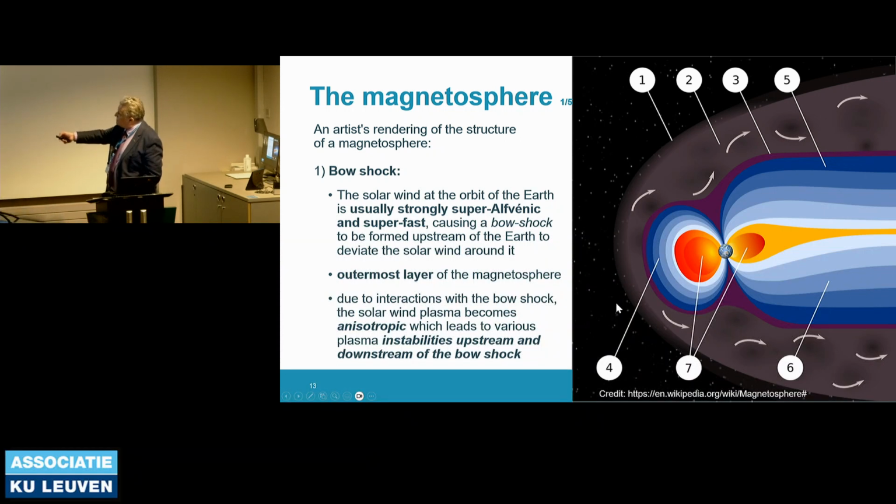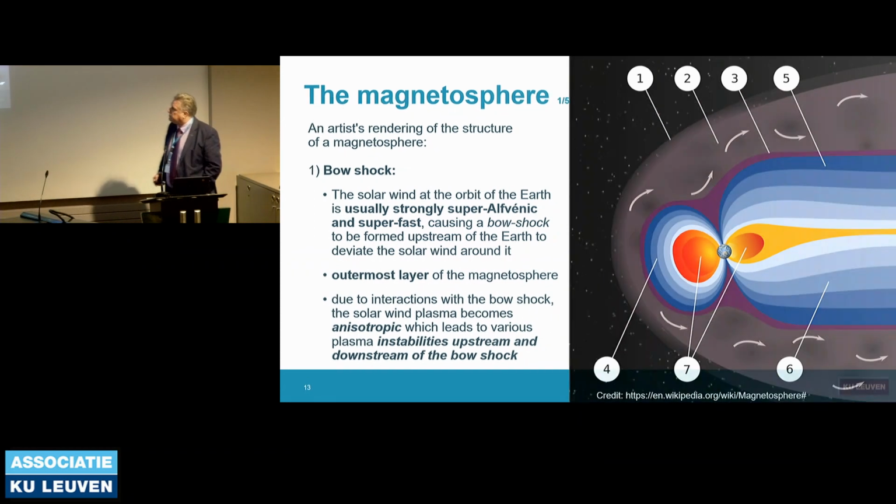So this is the bow shock, a standoff shock, disconnected from the dipole. This is the outer layer, or the boundary of, let's say, what we call in general the magnetosphere. This is because the wind is superalfvénic and super fast. It's the outermost layer of the magnetosphere, and due to the interactions with the bow shock, the solar wind plasma becomes anisotropic, which leads to various plasma instabilities upstream and downstream of the bow shock.